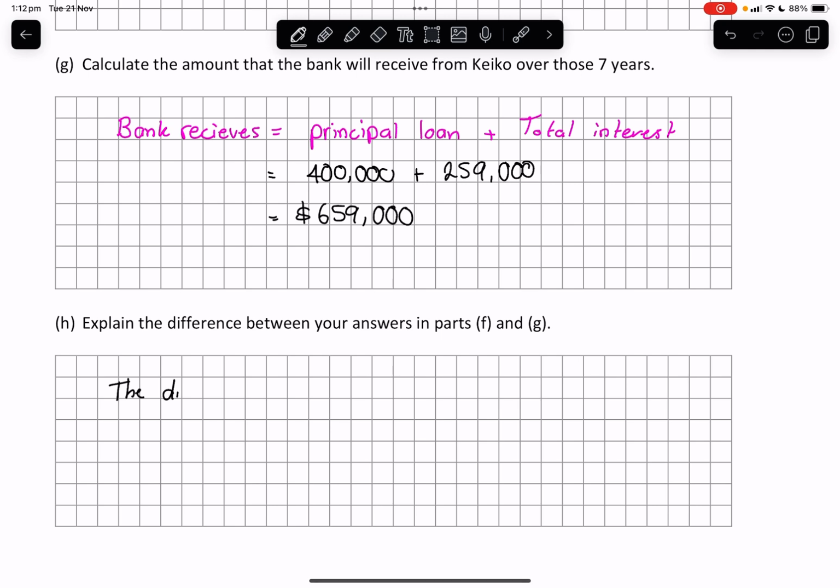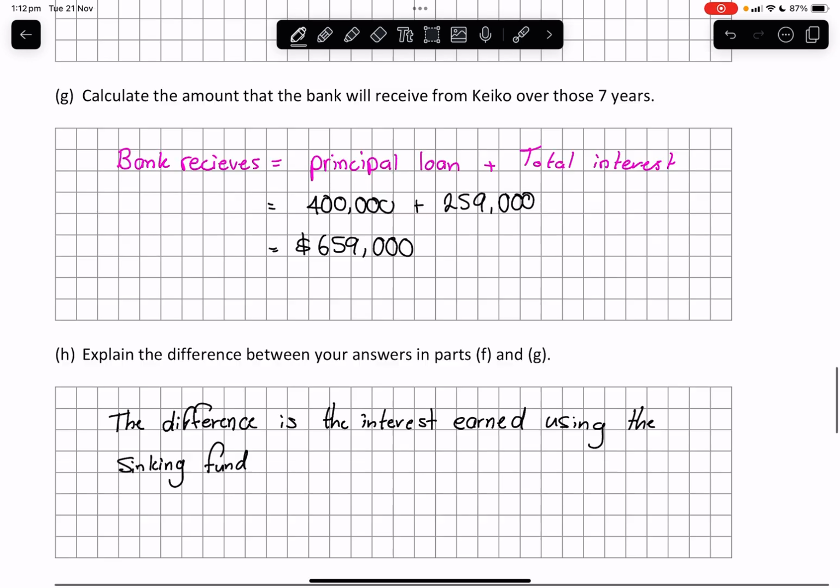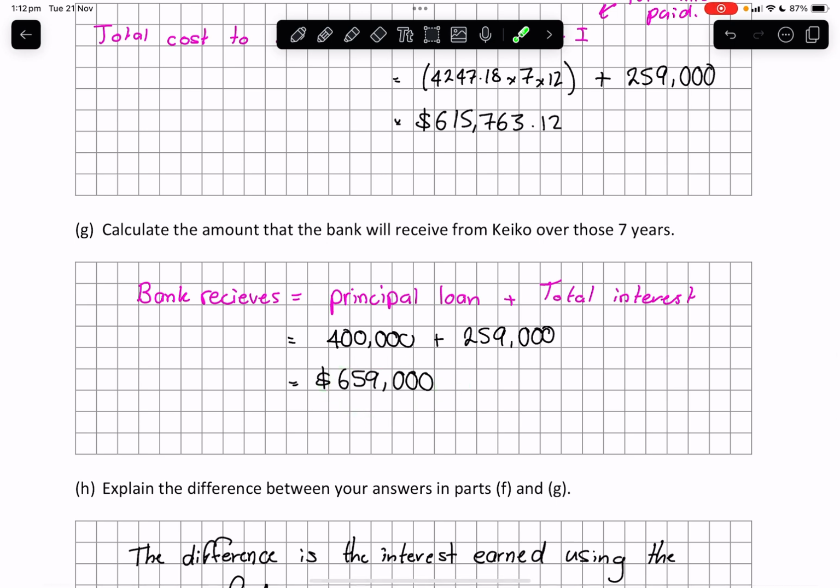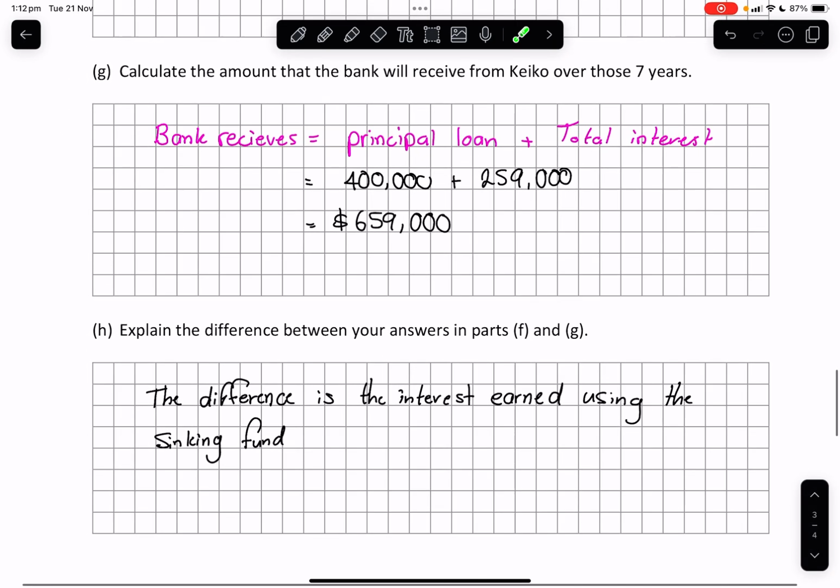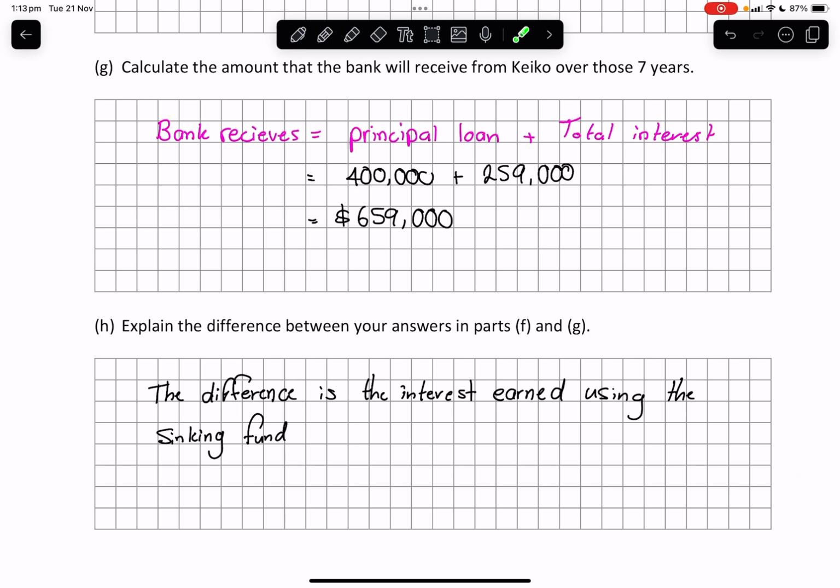Now you may be questioning why the bank receives more money than Kiko pays, but that difference is accounted for by the interest Kiko earns in the sinking fund. So the interest earned using the sinking fund. So that means Kiko saved the difference of $659,000 and $615,763.12 worth of interest. Hopefully that's a bit of an insight into sinking funds and interest-only loans.